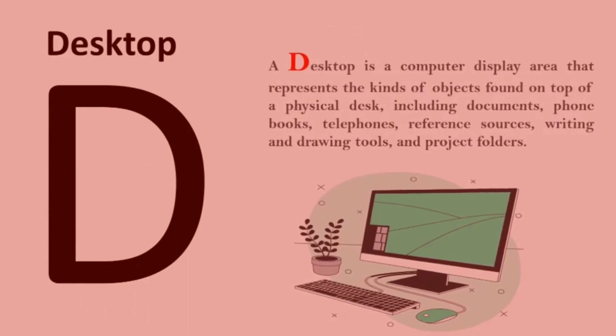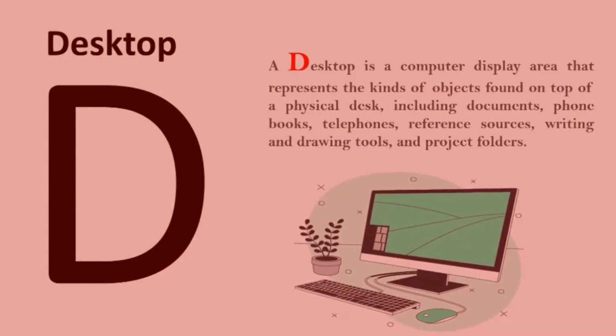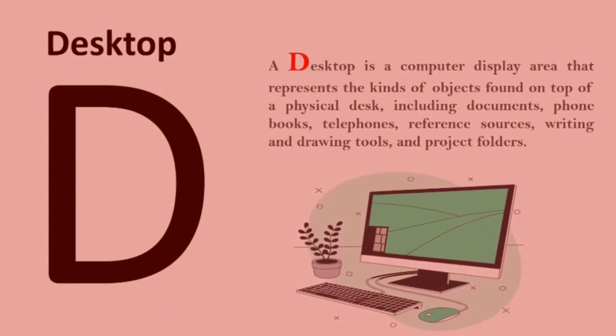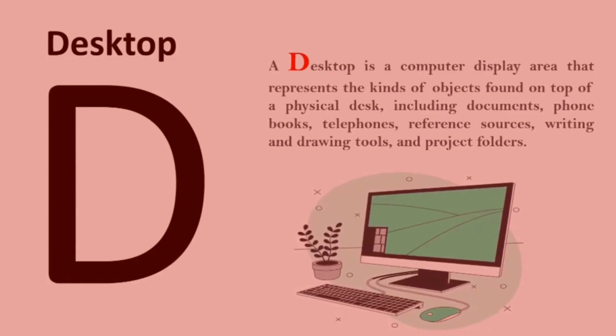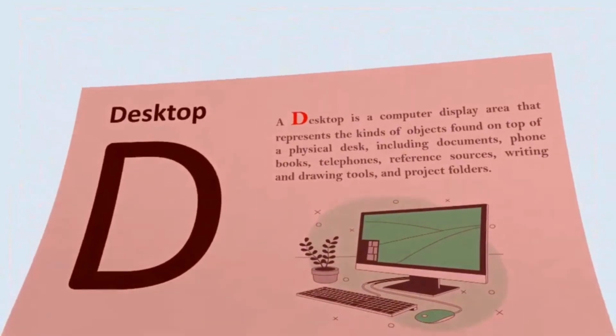This stands for desktop. A desktop is simply a computer display unit that represents the kinds of objects found on a physical desk. For example, documents, phone books, folders. Desktop is a display area that looks like your regular television at home. It helps to display objects. Now let's go to the next alphabet.